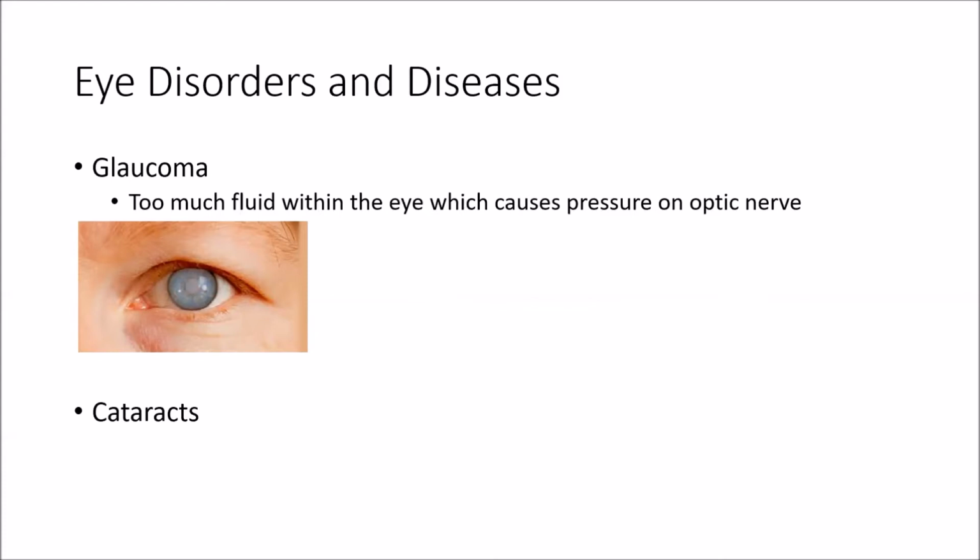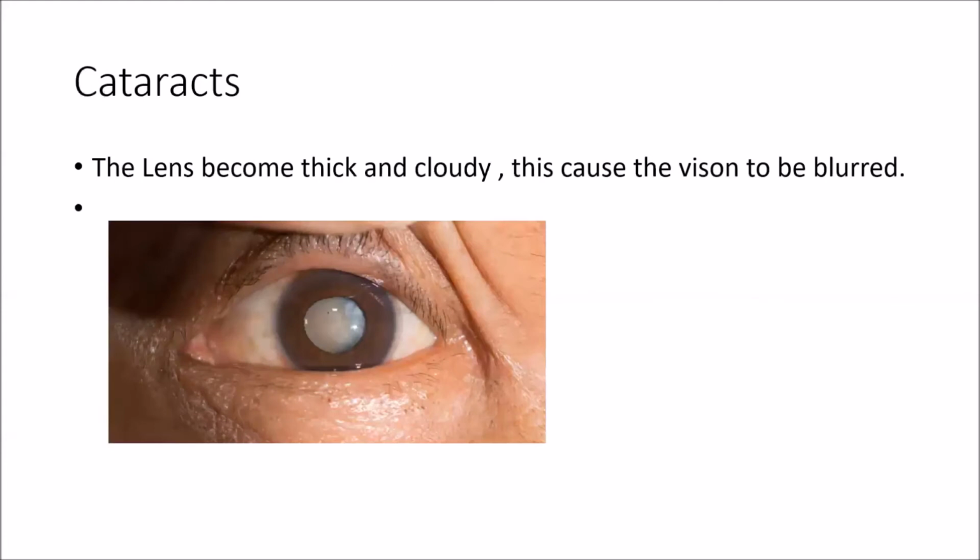Next, we're going to talk about cataracts. Okay, so with cataracts, this is going to affect the lens of the eye. With glaucoma, remember it affected the aqueous humor. You have too much fluid inside the eye, so it's causing pressure that's pressing on the optic nerve.